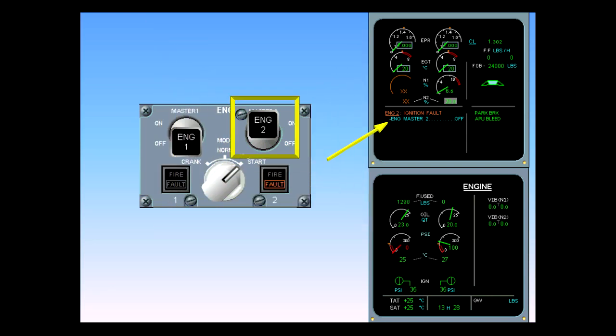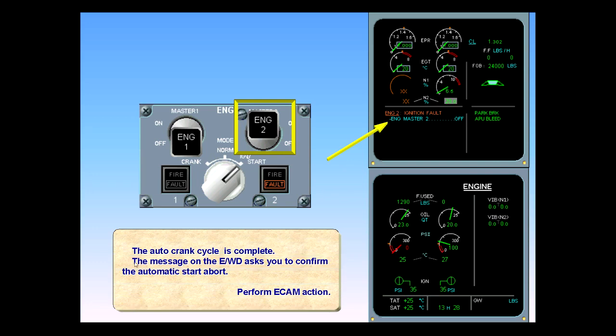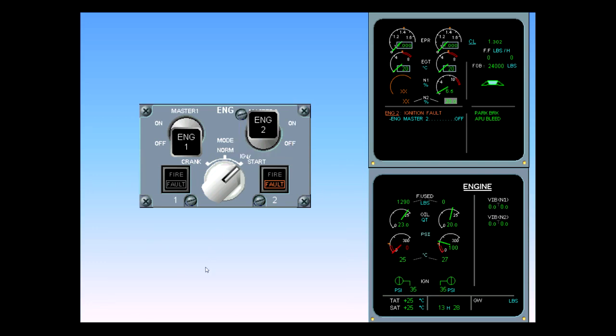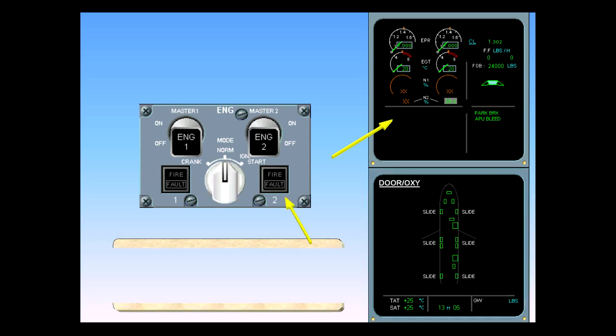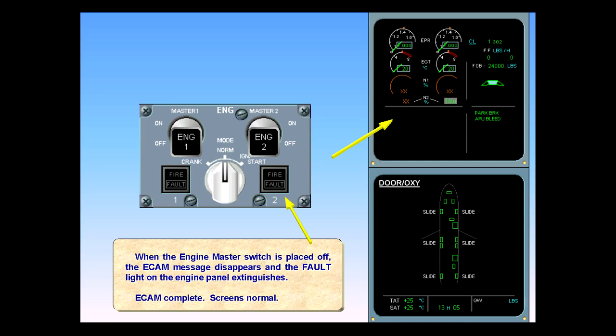Perform ECAM action. When the engine master switch is placed off, the ECAM message disappears and the fault light on the engine panel extinguishes. ECAM complete, screens normal.